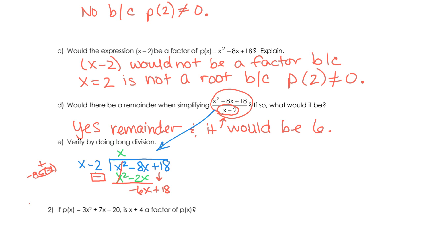And now we're back at the top, and we're trying to figure out what we need, and that answer is going to be a negative 6, so that the negative 6 times the x is the negative 6x.